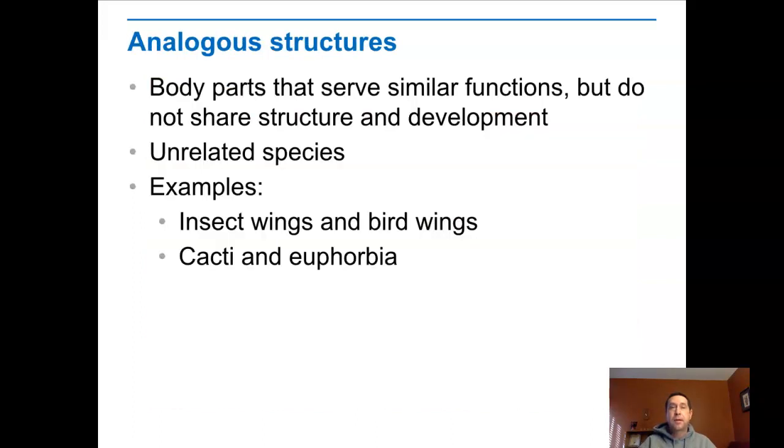Analogous structures are body parts that serve similar functions, but do not share structural and developmental similarities. They're unrelated species. They've developed a similar structure because they have a similar function in their environment. Wings of insects, birds, and bats would be examples, as would the cacti in the southwestern US and the euphorbia in Australia. Again, they've developed similar adaptations because they live in similar environments.